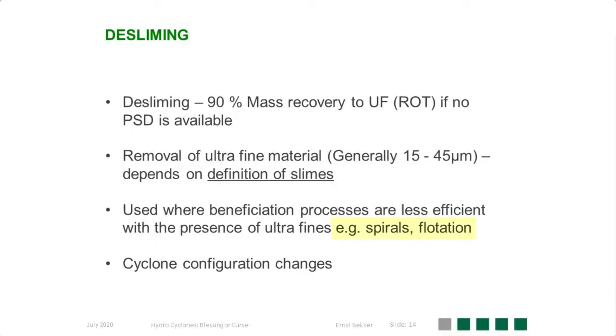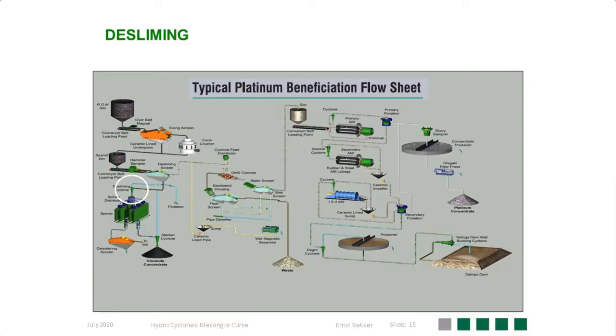The desliming cyclone is used in processes where the fines are not suitable or can create problems in the processes that will follow the hydrocyclone, like for example spirals and flotation. The cyclone configuration is also different to that of classification. Again, referring to the flow sheet, the desliming cyclone position would be with the cyclone just above the spirals on the left hand side of this flow sheet, circled in white.